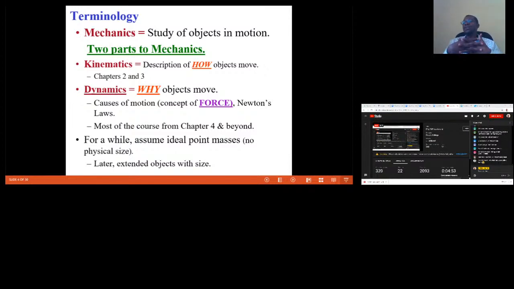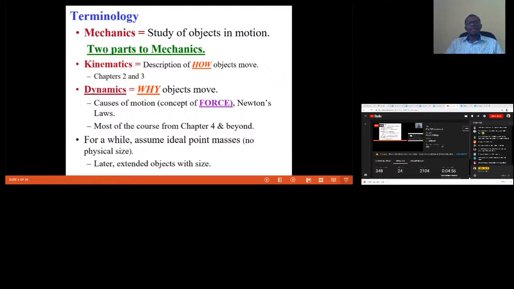Basically, we are going to derive some equations that govern the motion of objects, and we are going to see how to apply those equations. And then dynamics is the other branch of mechanics, which deals with why objects move. Under dynamics, the main concept that we introduce is the concept of force. We are going to see the concept of force within the framework of Newton's laws of motion. And I think much of this course is going to be concerned with dynamics, application of Newton's laws, and so on and so forth.